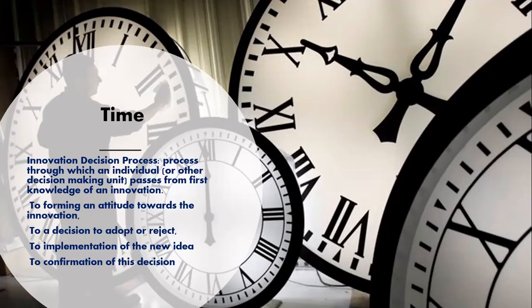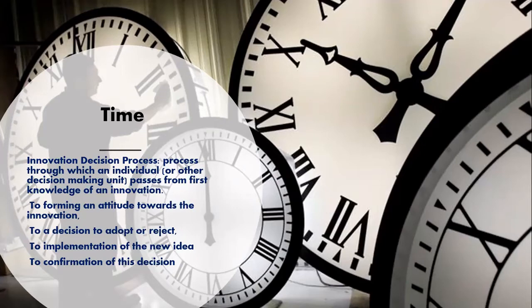So the innovation decision process is the process through which an individual passes from first knowledge of an innovation. So we have innovations, different communication channels, and target social systems. When we consider these, it takes some time. So the time factor is considered as one element of diffusion. Forming attitudes towards the innovation takes time, right? Decisions to adopt or reject take time, and implementation of the new idea takes time.